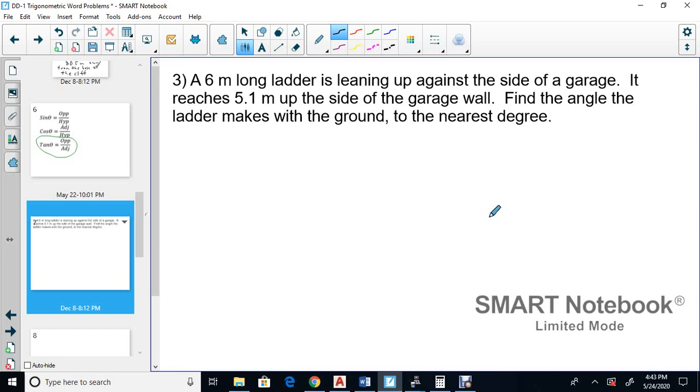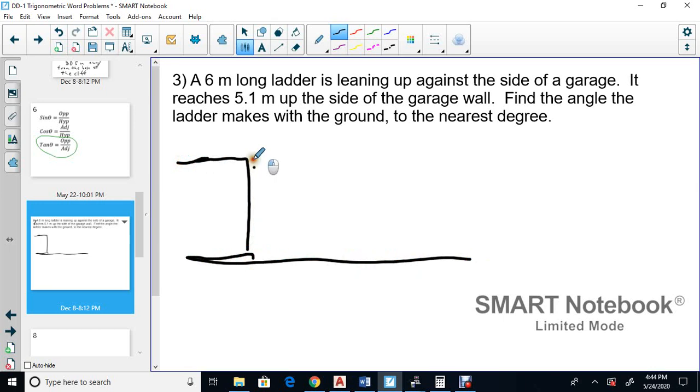So I'm just going to set up. This is our garage here. Maybe this is the ground over here, and we'll put the ladder here. And the ladder is 6 meters. Leaned up against the garage, maybe it's not as high as here, but it goes all the way up to 5.1 meters. This is our 90 degrees here, and our angle that we're looking for, we're going to call it theta, goes right here because it's with the ground. Find the angle the ladder makes with the ground.